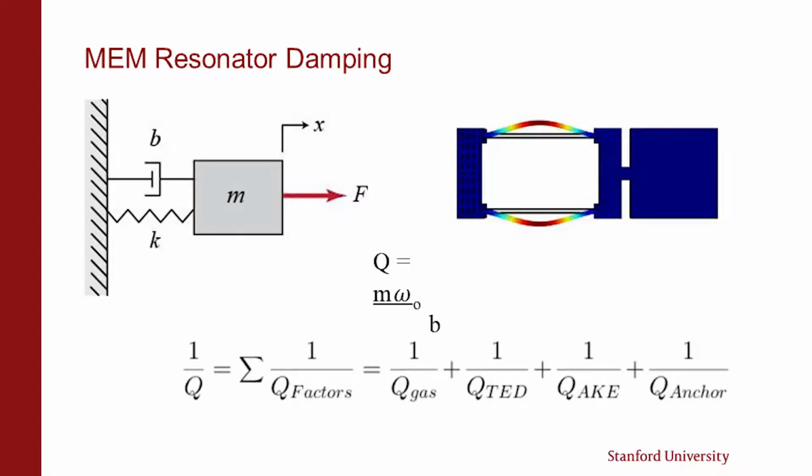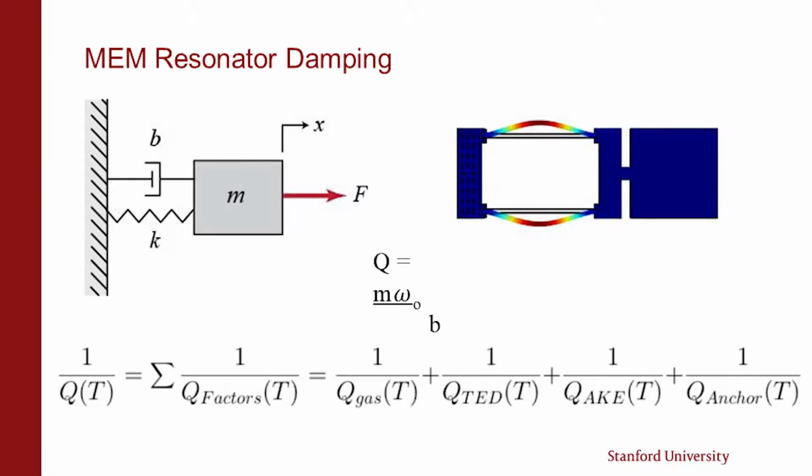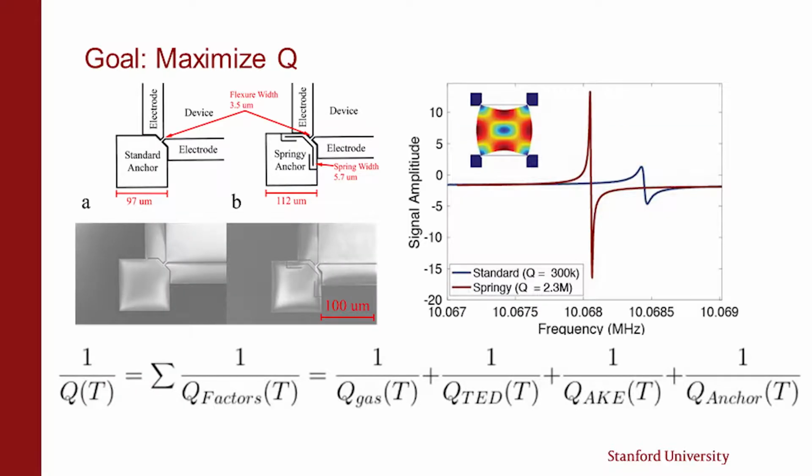Q is a reciprocal sum of the damping due to each of the damping mechanisms. There's gas damping, thermoelastic dissipation, the Akhiezer-limit, and anchor damping. Each of the damping mechanisms has a different temperature dependence, which allows us to quantify each mechanism and determine the limiting or largest damping mechanism. So the goal is to create a resonator with the highest Q possible.